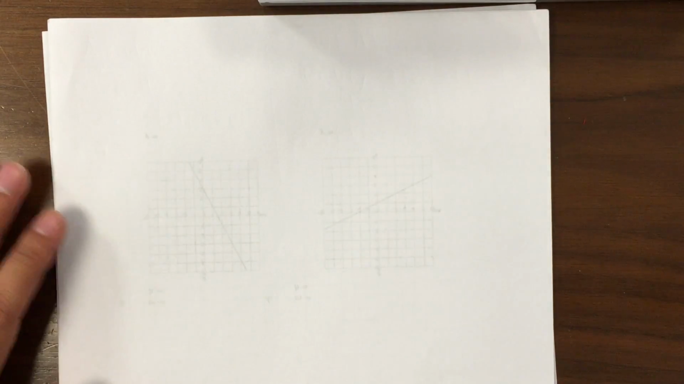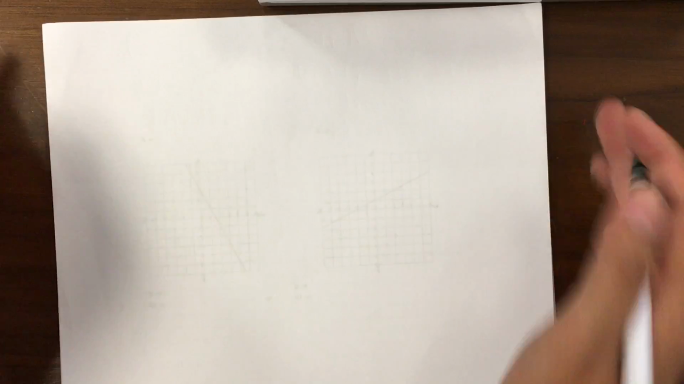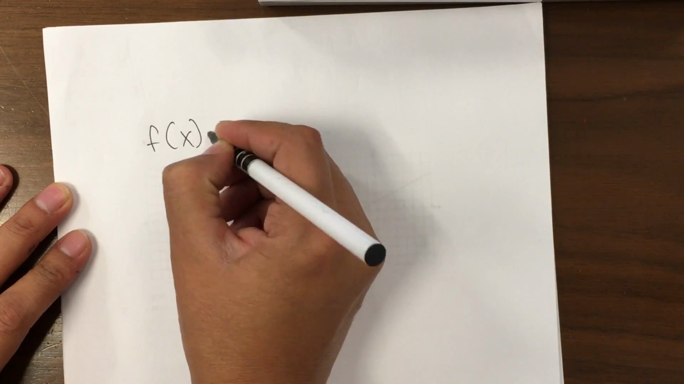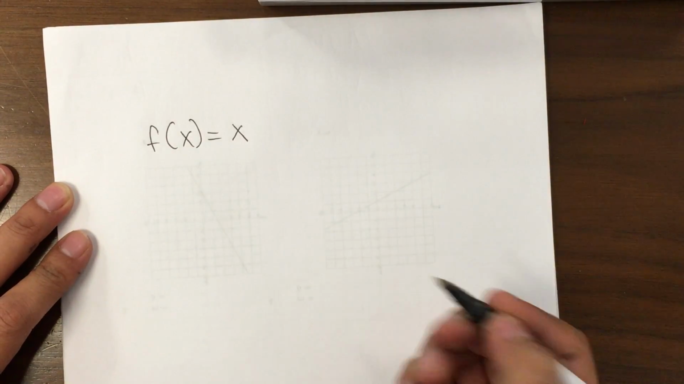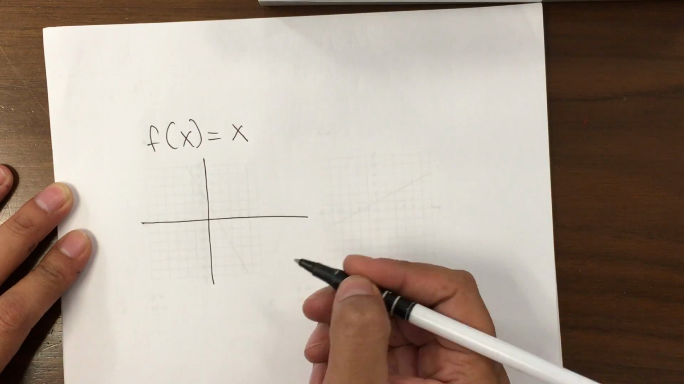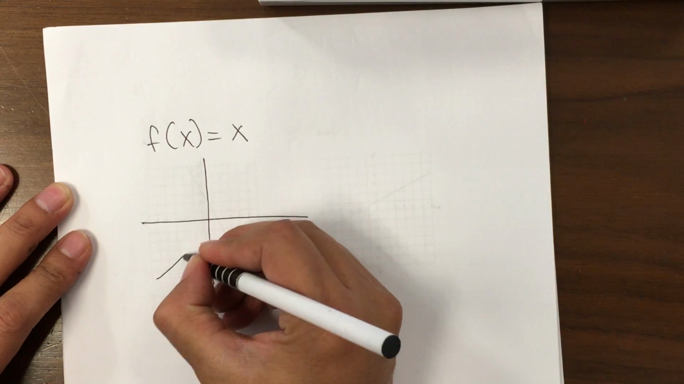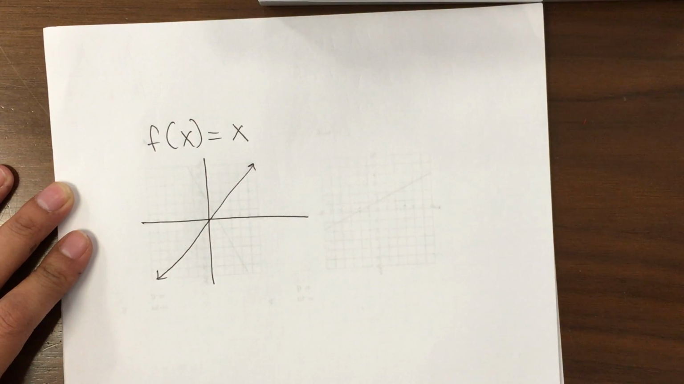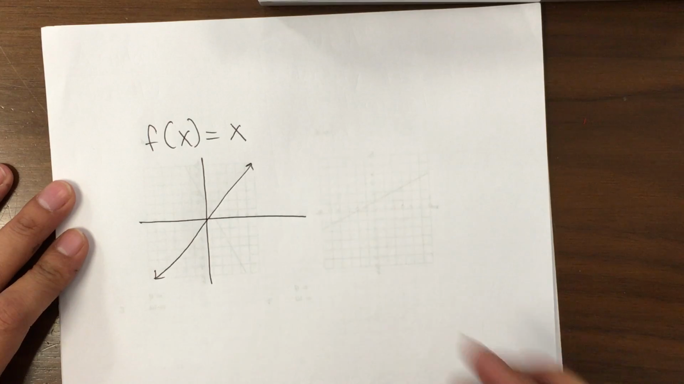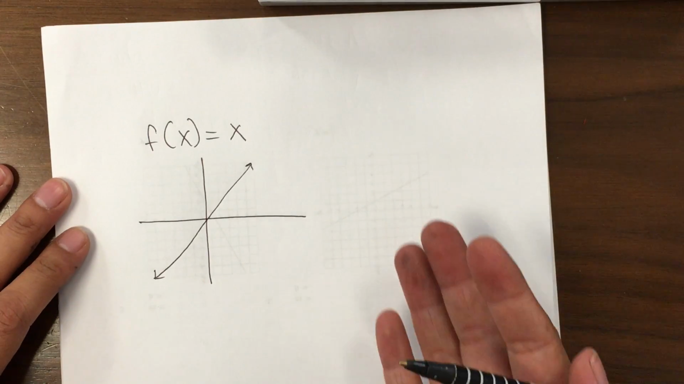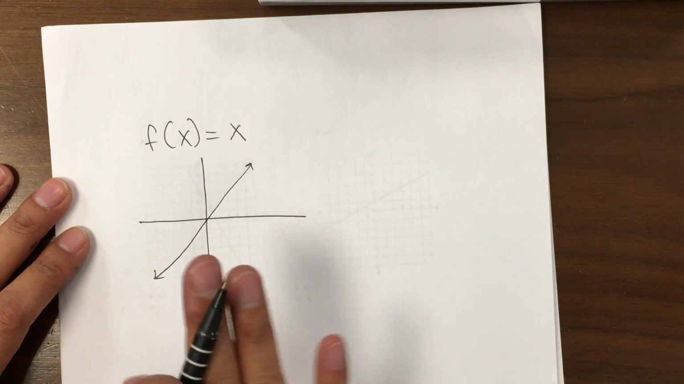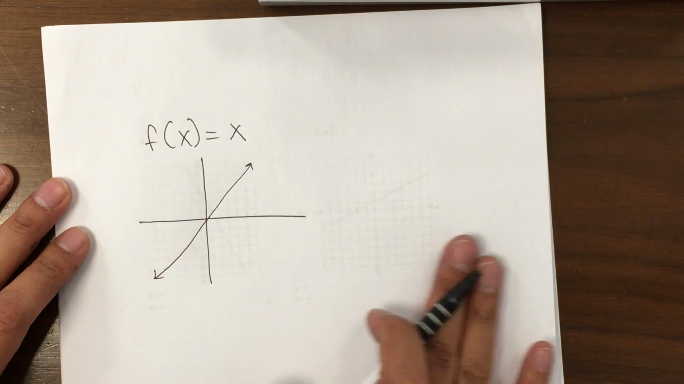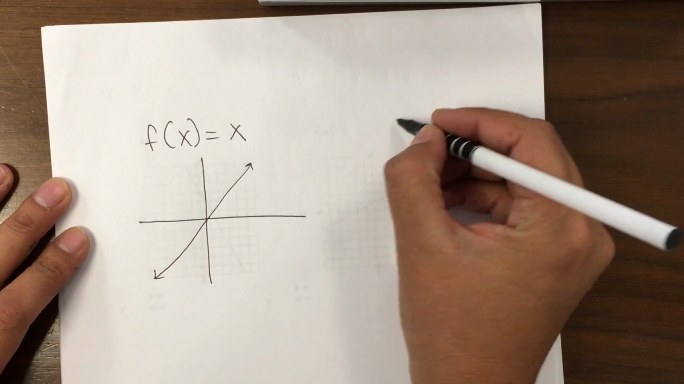So let's start by graphing some very basic functions. If we have f of x equals x, my graph will basically look like this. But translation means to move or slide, glide, okay? Just move up or down, to the right or to the left, okay?